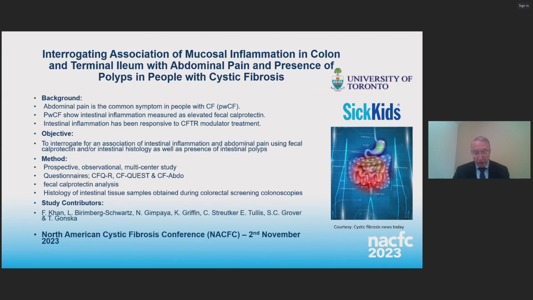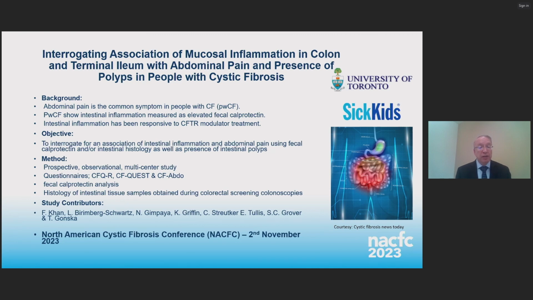And our third talk comes from the Hospital for Sick Children, Toronto, Canada, and this looks at the relationship between inflammation of the lower intestine, abdominal pain, and polyps in CF. And we know that abdominal pain is very common, and in most studies, 60% of our patients complain of abdominal pain.